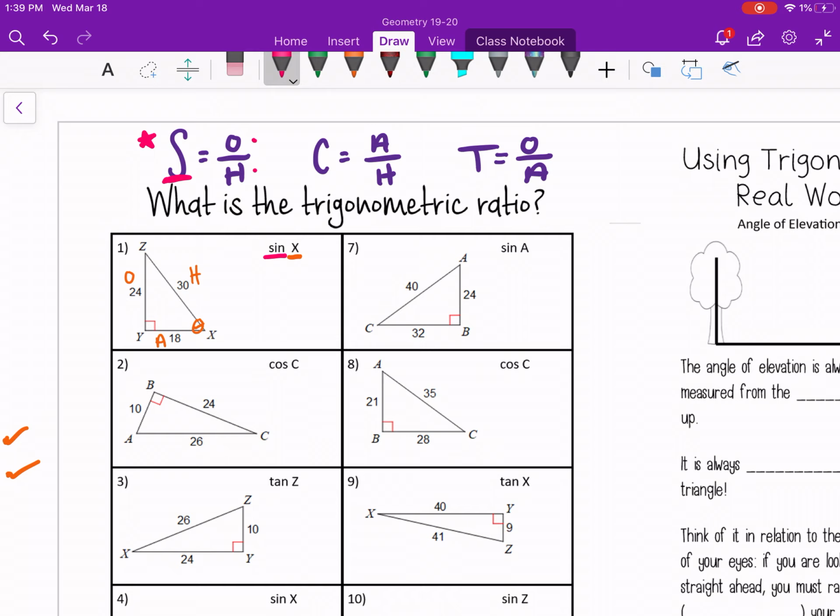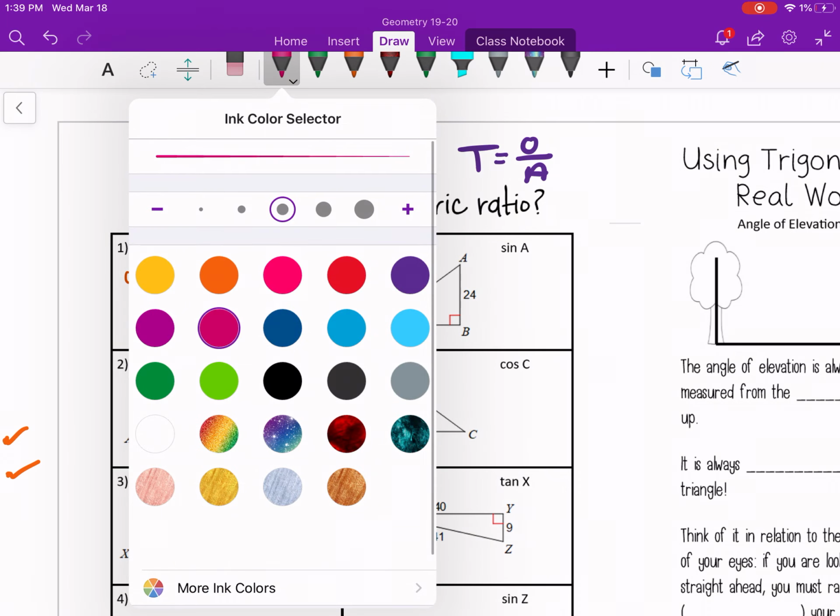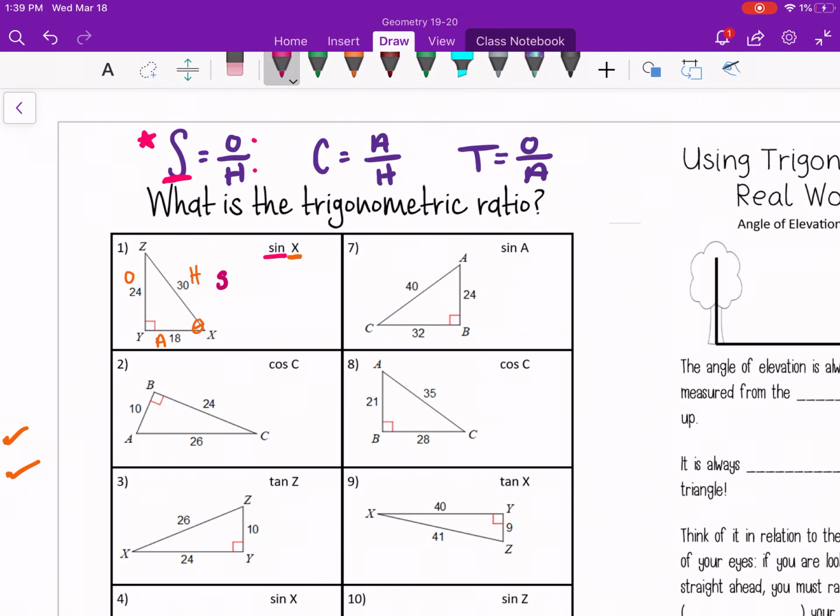I need to have the sine x. So this part I just copy from the problem. Sine x equals, and now I find my opposite length and my hypotenuse length. And that's all I need to do. You might be saying, why don't I reduce that fraction? Because it's a step that does not need to be taken.